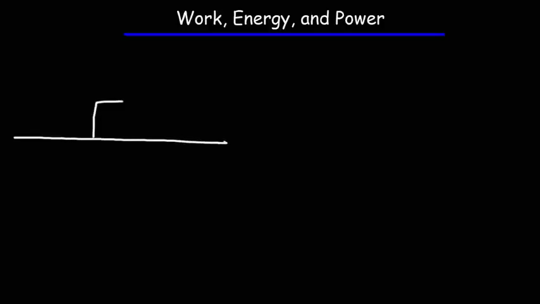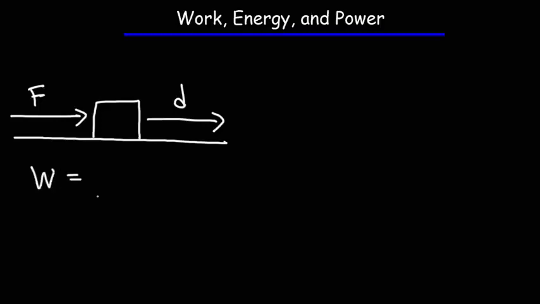So let's say you have this block that's resting on this horizontal surface. And let's apply a force. When this force acts on the block and moves it by some displacement d, that force is going to do work on this object. The work accomplished by the force is the product of the magnitude of the force times its displacement.